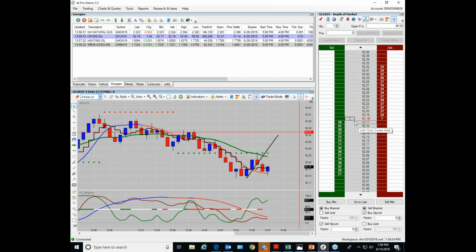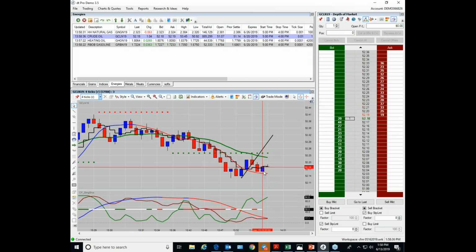Okay, so we're out. Right where we entered. So no harm, no foul. Okay. So there and here was the entry and exit. Okay. So to kind of cut this up, let me get rid of the markers.